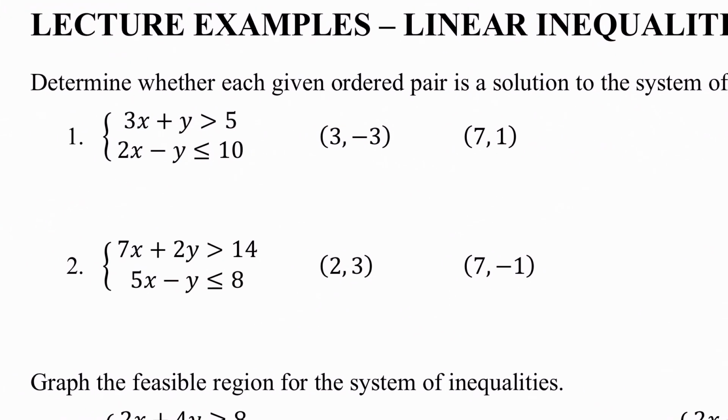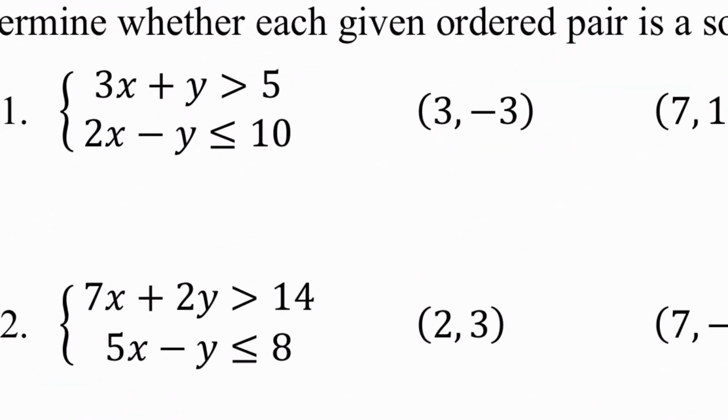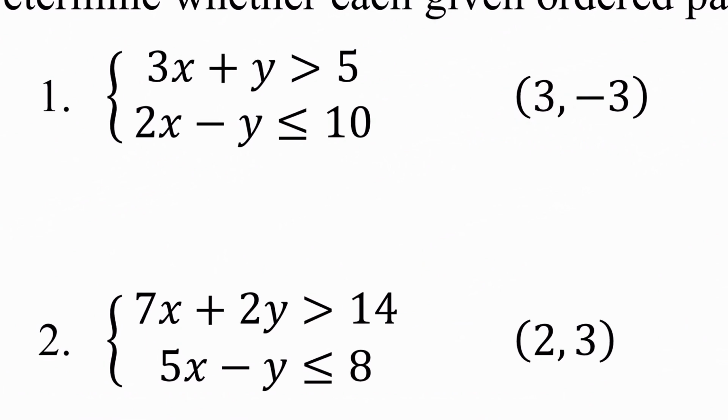I don't have a whole lot of room here, so I'll just zoom in and hopefully everything will fit. We're going to plug this ordered pair into the top inequality. So 3 times 3 plus negative 3, right? 3 times 3 is 9, minus 3 is 6, which is greater than 5. So that ordered pair solves the first inequality, okay?